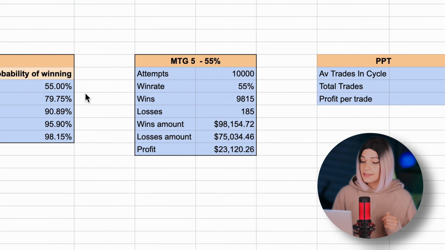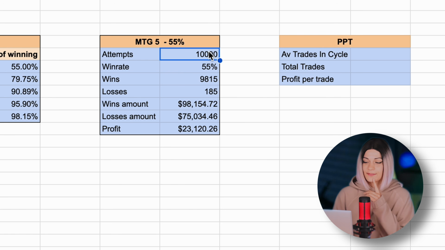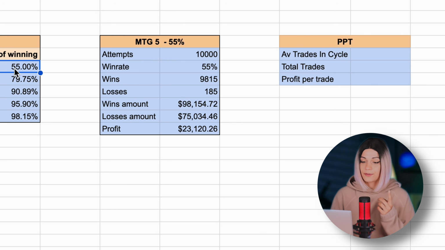Now let's look at how it's going to work with martingale. That's hard to explain sometimes. So here we have 10,000 attempts, but you need to understand that attempts are not equal to deals. With 10,000 deals, some attempts were closed from the first step, but some of them were closed from the 5th step, right? Some of them were completely lost.